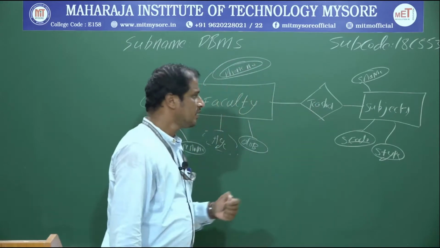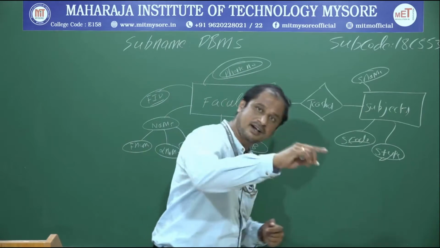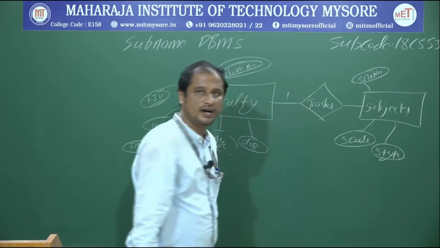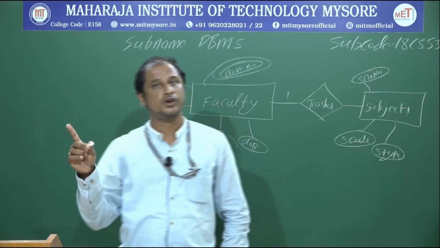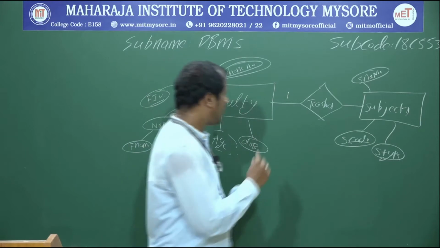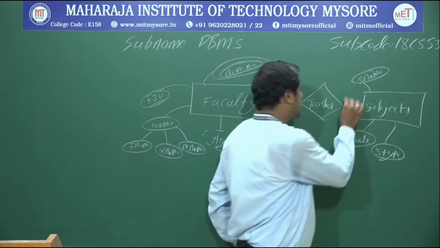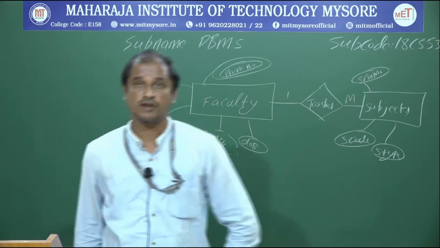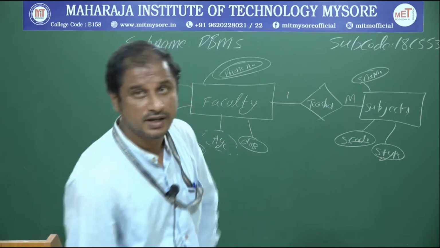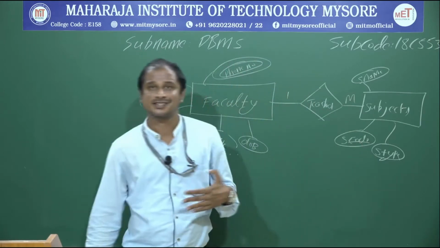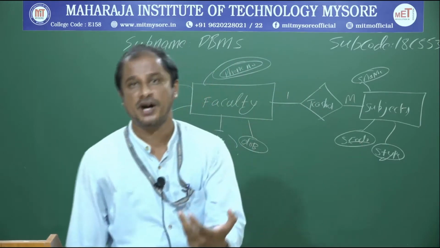So now, as I told, I want you to go to the constraints. I have told you there is one-to-one, one-to-many, many-to-many, many-to-one. So here one faculty teaches many subjects. Then I want to go to the participation constraint, that is total or partial.